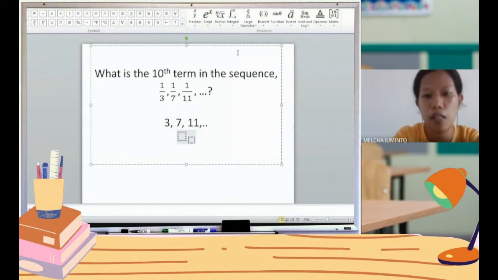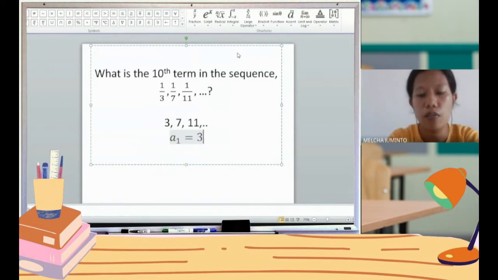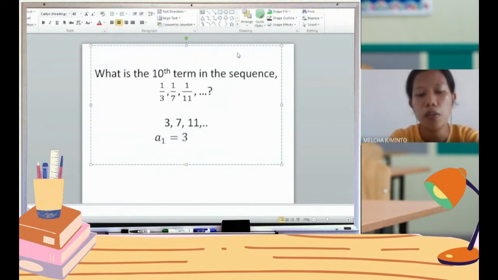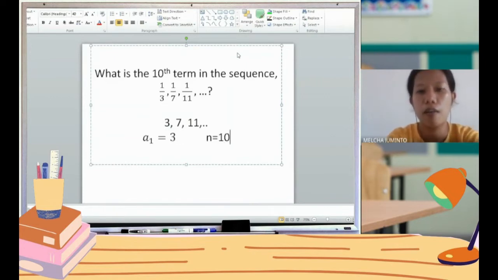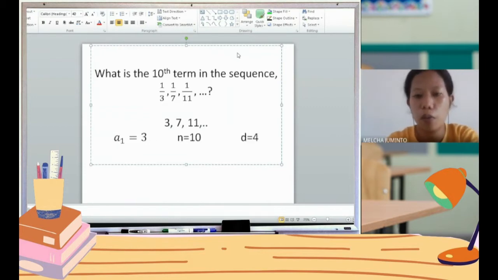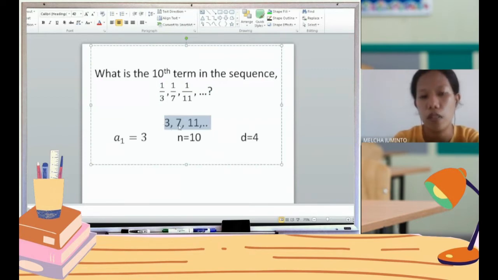We can now state the givens. The first term is given, which is 3. Aside from the first term, we also know that the number of terms in the problem is 10 from the statement 10th term. And we also know the common difference, which is 4. We obtained the common difference by evaluating the given sequence, that is the constant number being added repeatedly in the sequence. 3 plus 4 is 7. 7 plus 4 is 11.